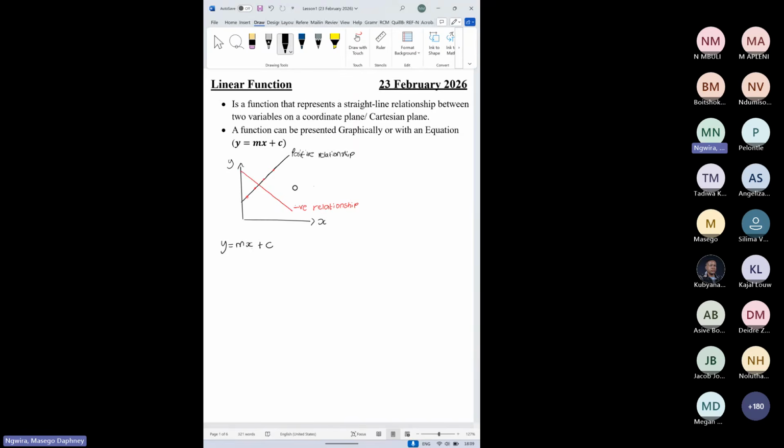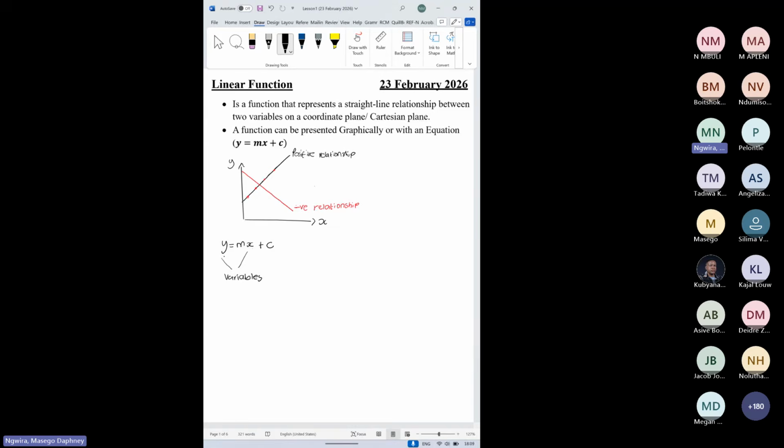All right, so your y and x are your variables. y and x can take any value. So the x and y are your variables. And then your m and c are your constants. A constant is a letter that has a specific value. They can't take any value. So there will be a value assigned for your m and a value assigned for your c.